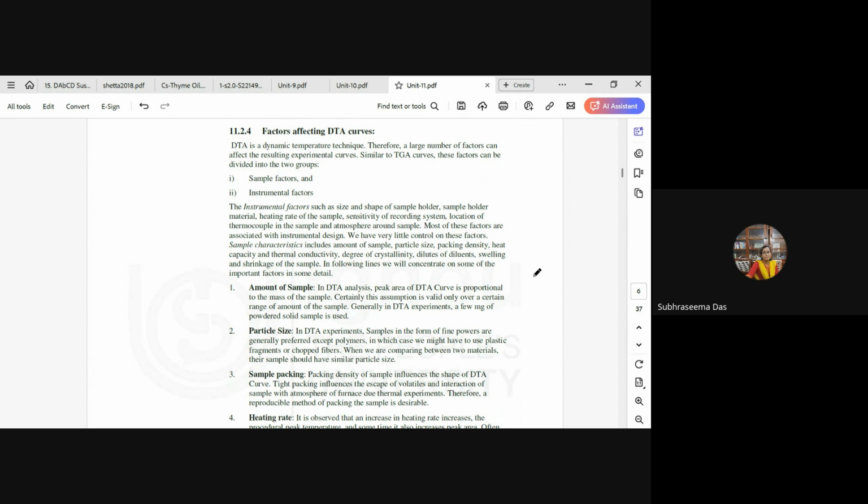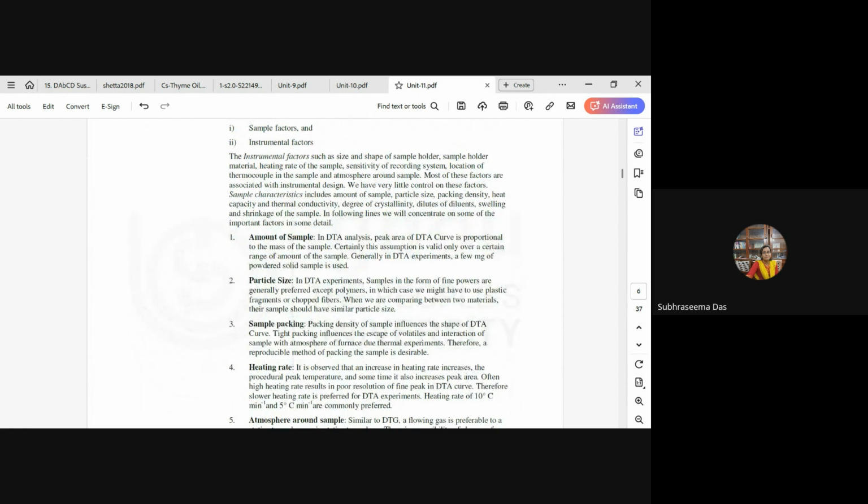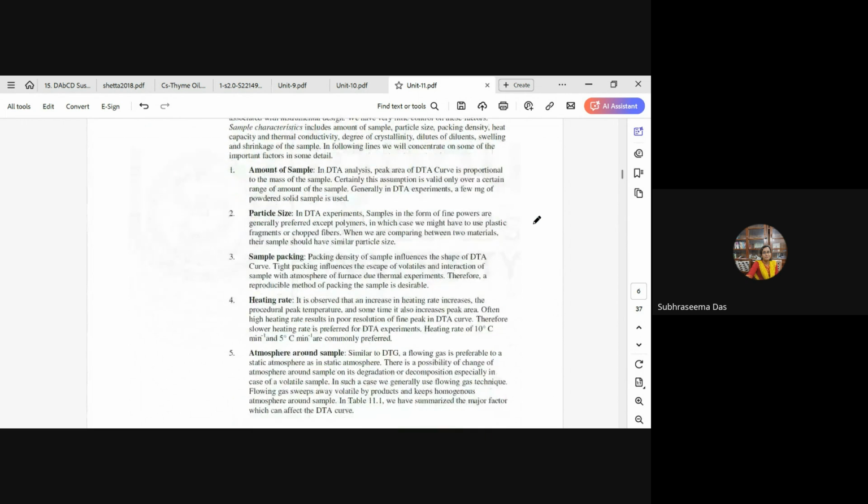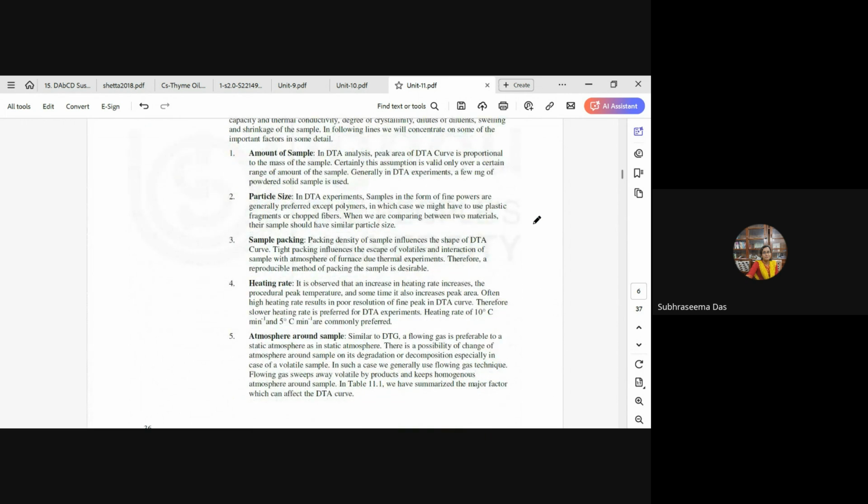The sample factors include the amount of the sample, the particle size, the packing density, the heat capacity, the conductivity, the swelling and shrinkage of the sample, and these are some of the factors which need to be considered in order to avoid any errors during the DTA measurements. So first is the amount of sample. So we know in DTA analysis, the peak area of the DTA curve is proportional to the mass of the sample.